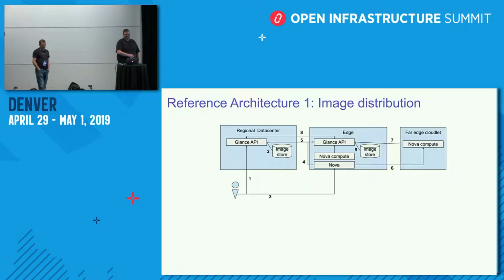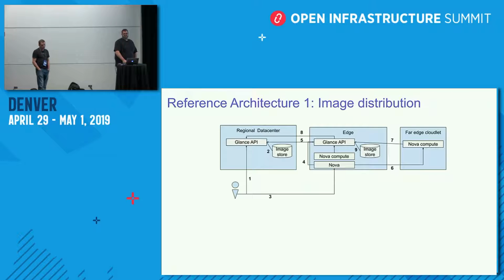They would call in the regional data center, so their large data center. They would then call Nova in their large edge site, and say, hey, create me an instance here in the large edge site. What happens is the system will call its local Glance repository and determine whether or not it has the image yet. If not, it will go up to the regional Glance API and download the image, and then it will create the instance.